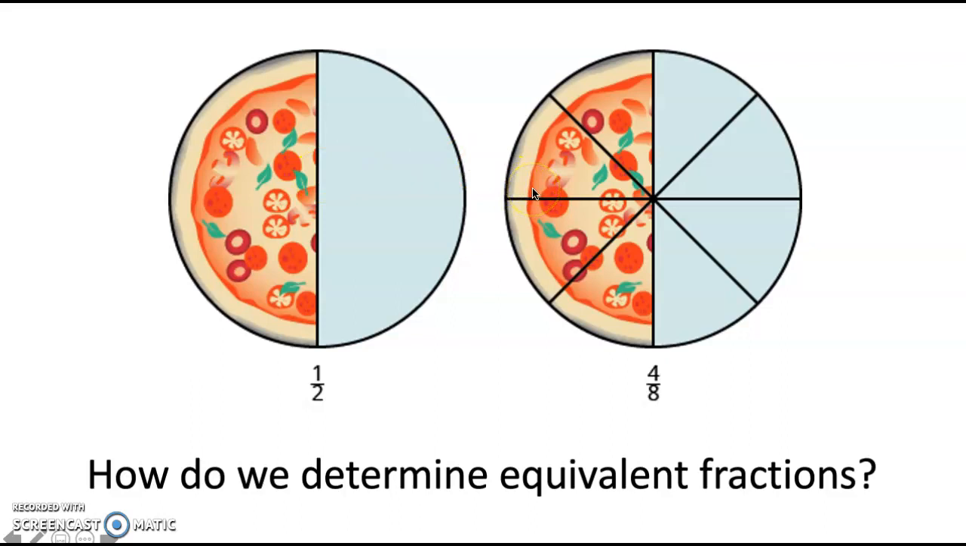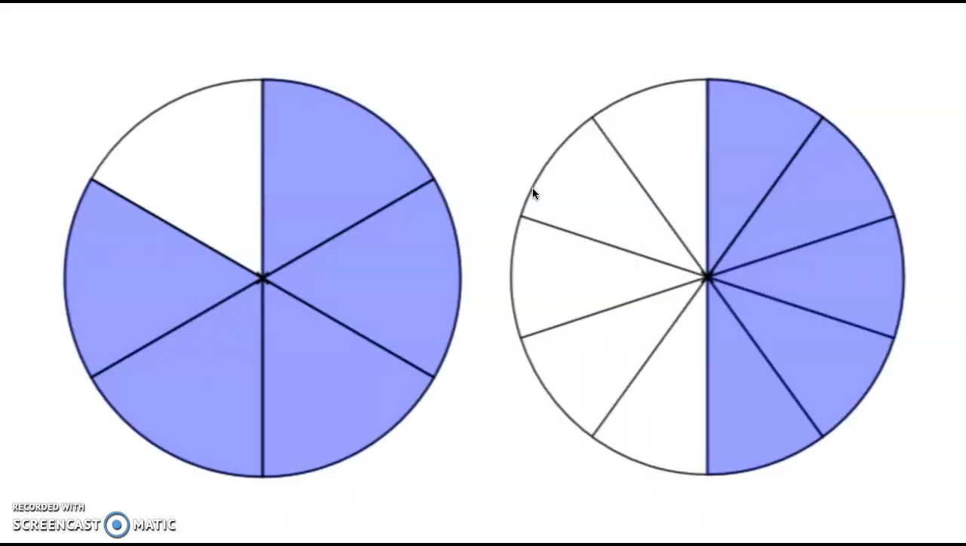They're equivalent fractions. And we're going to talk about today how we can see visually that they're equivalent fractions and mathematically how we get equivalent fractions and how we see if they are equivalent. So let's look at these two circles, and I want you to decide in your mind, are these equivalent fractions? Here we have 5 out of 6 that is purple, and here we have 5 out of 10 that is purple. Are these equivalent?